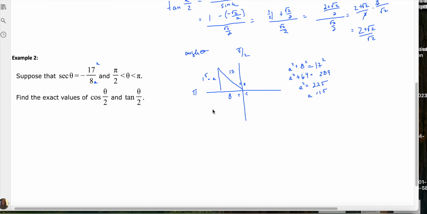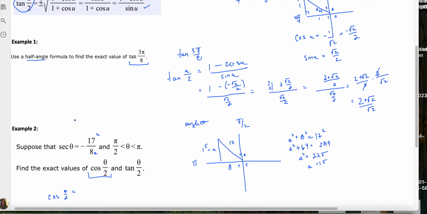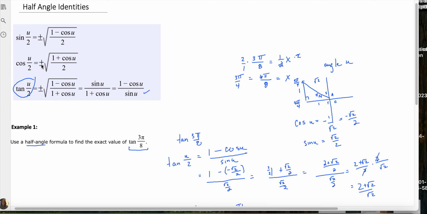Okay, so now I can find any trig function of theta. And so notice what we're looking for exact values of is cosine of theta over 2. And then we can also take a look at tangent of theta over 2. So let's jot down the formula for cosine. Okay, so notice it's plus or minus. It doesn't mean we get two values. It means we have to decide which to choose, the positive or the negative, based on what quadrant theta over 2 lies in.